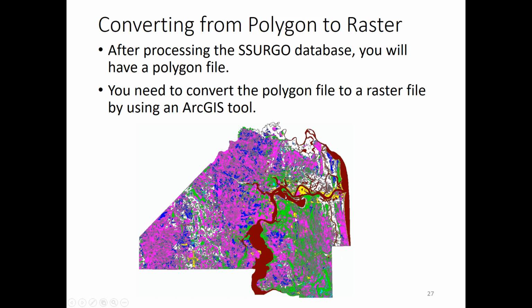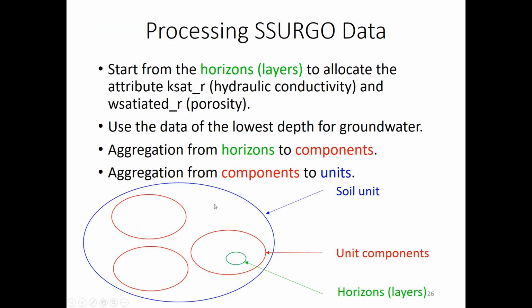And then you have the polygon, and you can convert a polygon into raster. So for each soil unit, you have hydraulic connectivity and the porosity, and then you convert to a raster file. So this is actually what you will produce. But how are you going to process data from the horizon level into unit level? There are several things to pay attention to.